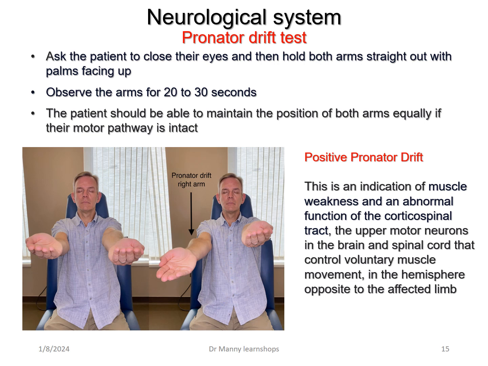A positive pronator test basically means this is an indication that there is muscle weakness, abnormal function in the corticospinal tract, upper neuron disorders in the brain, spinal cord issues in certain areas. This is typically a test that is done for a patient with a suspected stroke.